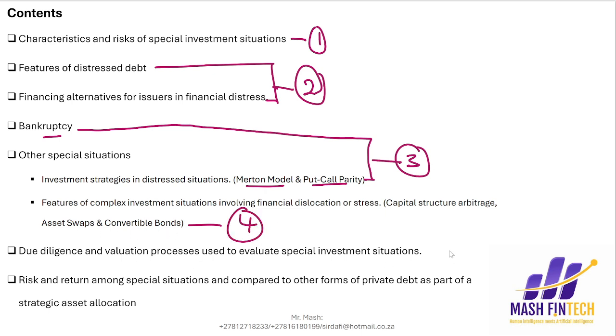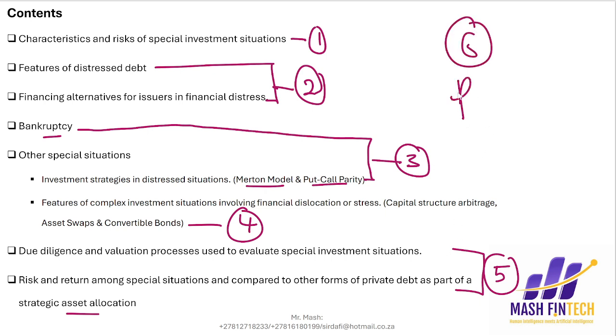And then lastly, we will do these 2 as the fifth one: the due diligence, and then risk and return in the context of strategic asset allocation, as we do with all other private investments. So this is going to be the fifth part. And as always, we conclude with part 6 being practice. Very important part of your learning. Let's get right into this.